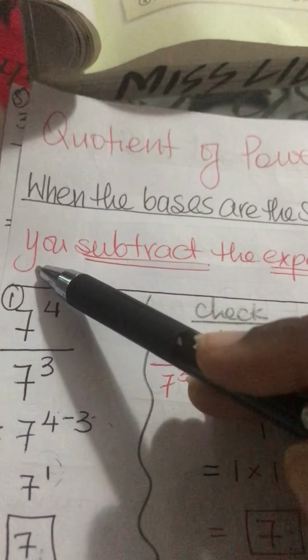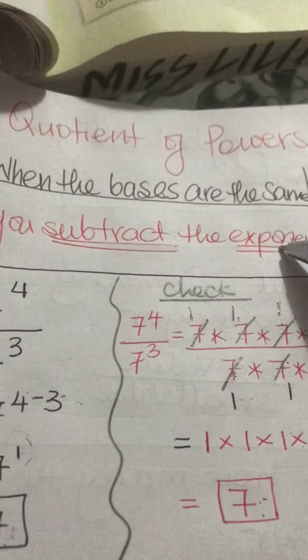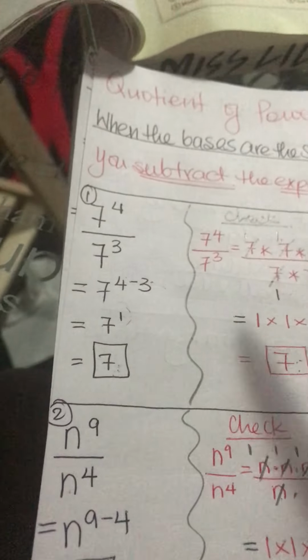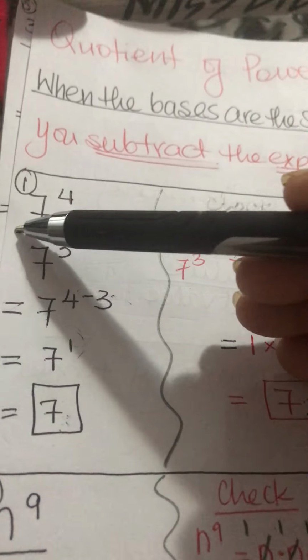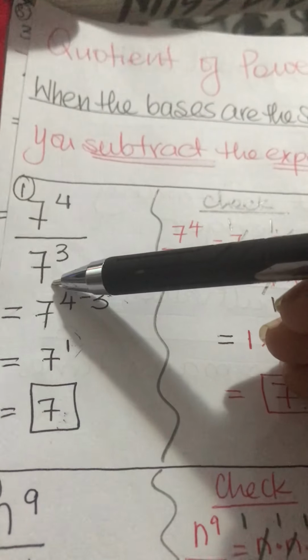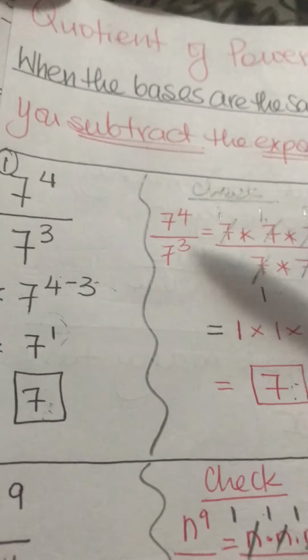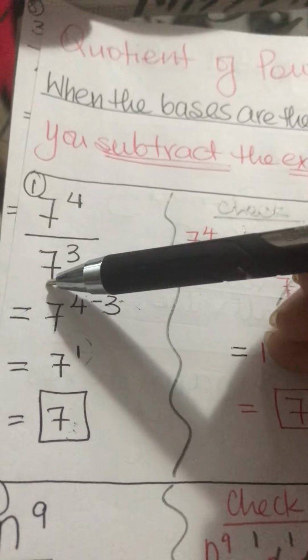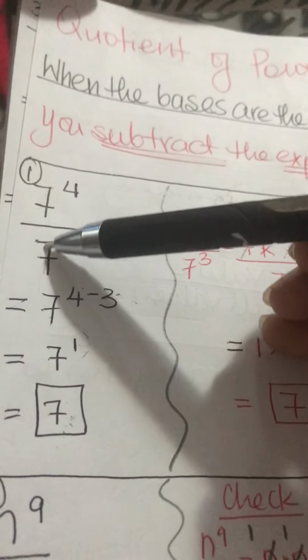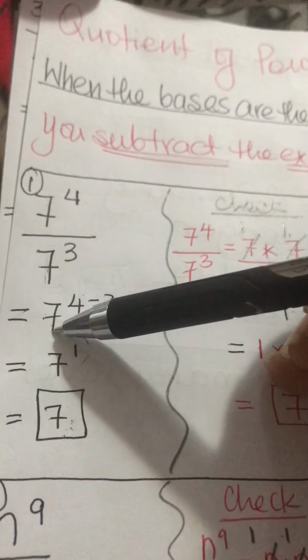So let's do this part where the bases are the same. When the bases are the same, you subtract the exponents. Now, how do you know you're dividing? Because it looks like a fraction. When you see the fraction, you know you're dividing. So the next thing you're checking whether the bases are the same. Yes, the bases are the same, then you just write the base here.